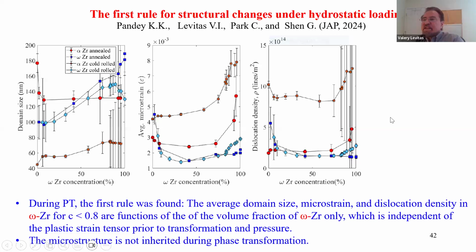Well, all our messy data, if we plot them versus volume fraction of omega phase, then we obtain that the difference between annealed and predeformed sample is practically negligible. So this is the first rule for microstructure evolution during phase transition under hydrostatic loading. Average domain size, microstrain, and dislocation density are functions of volume fraction of omega phase only, which is independent of plastic strain tensor prior to transformation and pressure.